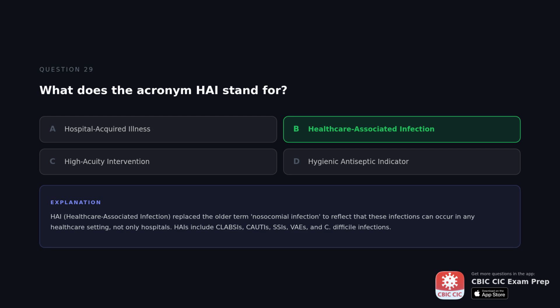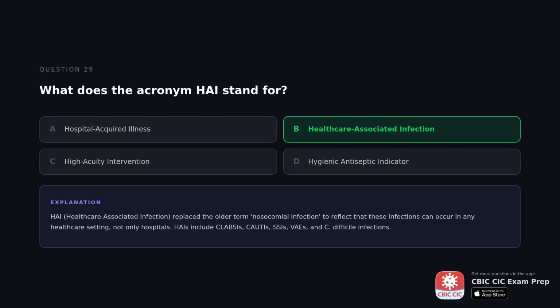The correct answer is healthcare-associated infection. HAI, healthcare-associated infection, replaced the older term nosocomial infection to reflect that these infections can occur in any healthcare setting, not only hospitals. HAIs include CLABSI, CAUTI, SSI, VAE, and C. difficile infections.